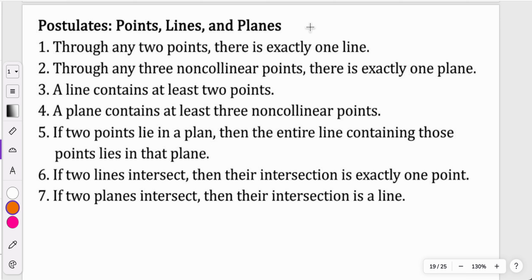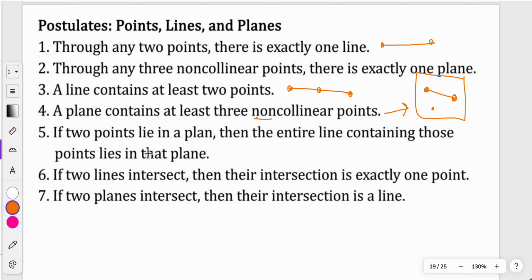So through any 2 points, there's exactly one line. That just means here are 2 points, and we can draw a line to make it happen. Through any non-collinear 3 points, there is exactly one plane. So that just means here are 3 points, not all on the same line, and they can be in the same plane. A line will contain at least 2 points. Sometimes we might have 3 points, and that's okay. A plane contains at least 3 non-collinear points. So like here, not all on the same line, just showing that extra space regarding the plane.